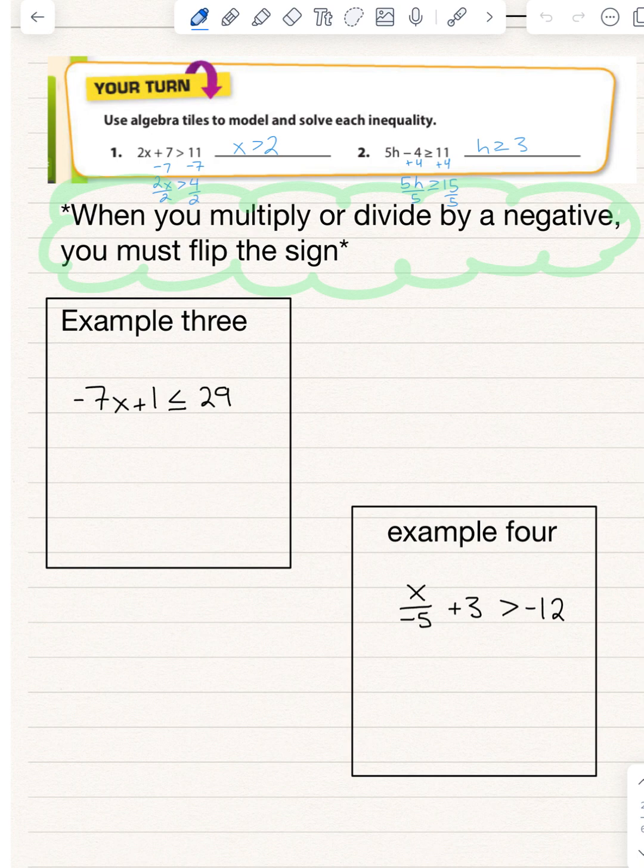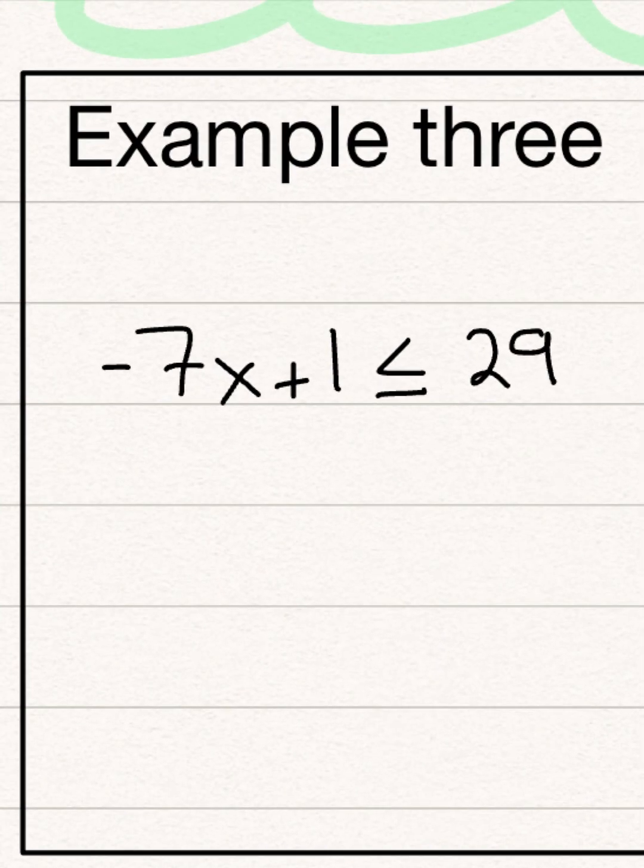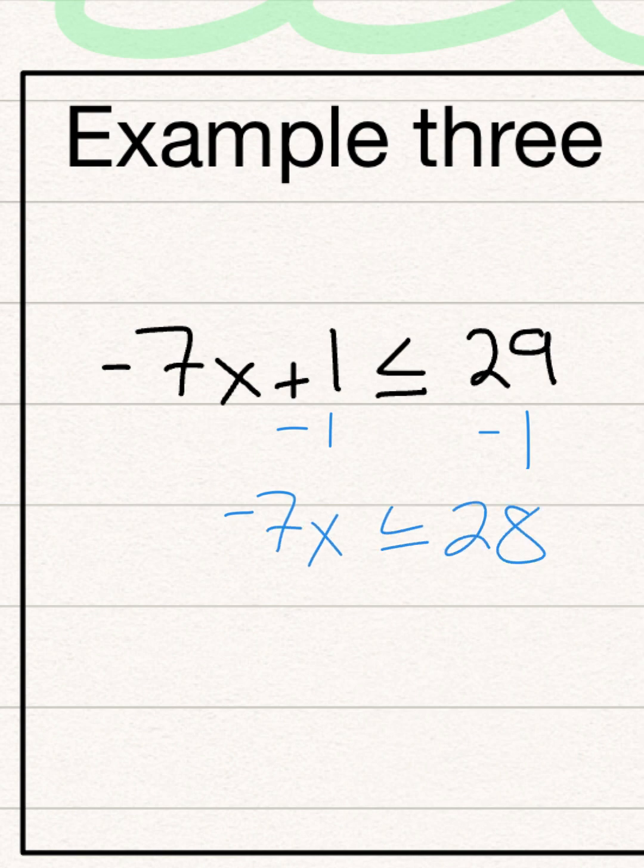All right, let's practice what a couple of these are going to look like. So negative 7 times x plus 1 is less than or equal to 29. First, we're going to undo the addition by subtracting 1. So then I have negative 7x is less than or equal to 28. And then to undo that multiplication, we're going to divide by negative 7. Because we divided by a negative, we need to flip the inequality sign. So now x is greater than or equal to negative 4.